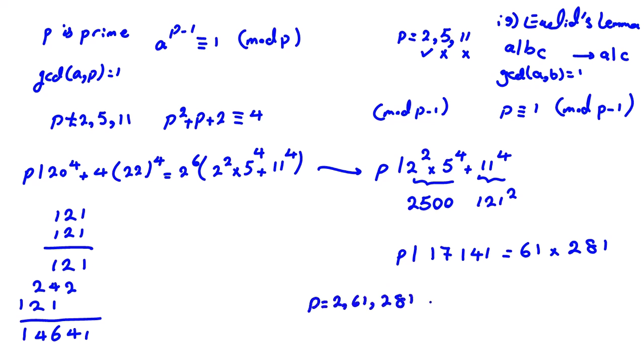The sum of them equals what? 1 plus 1 is 2, plus 2 is 4, 8 plus 6 is 14, and 1 plus 2 is 3. So the answer is 344.